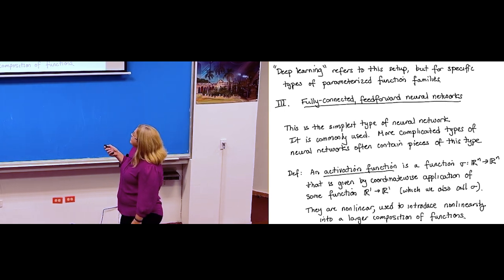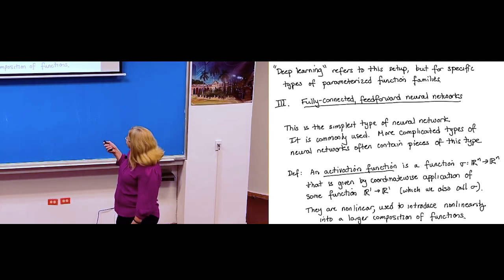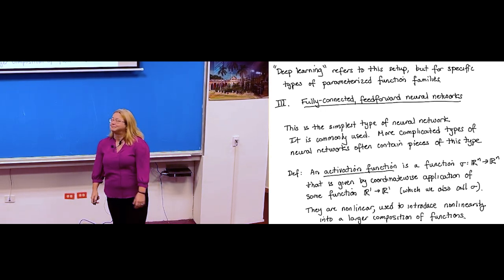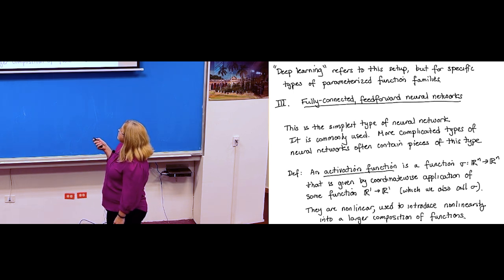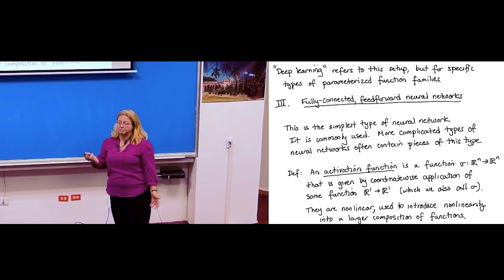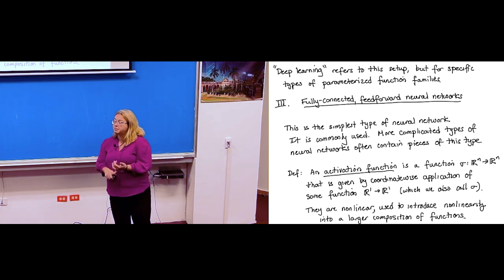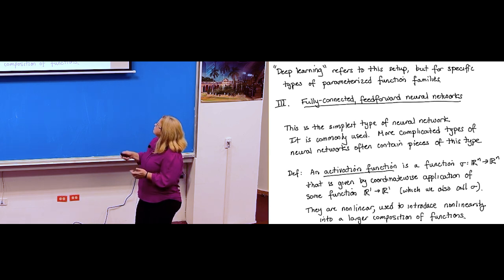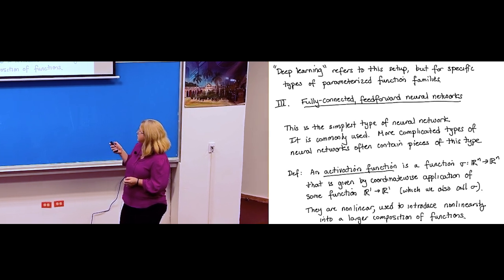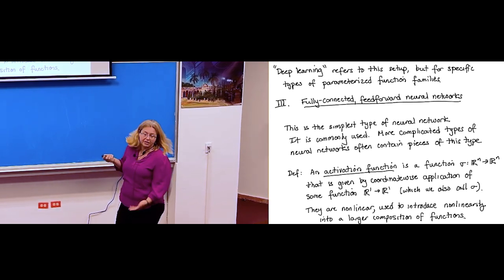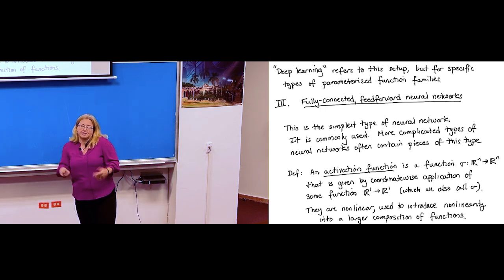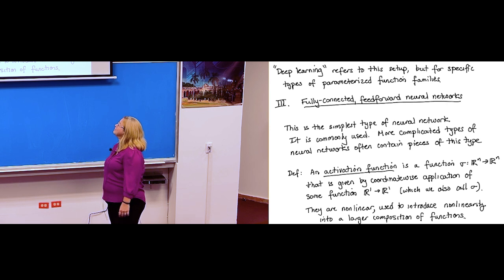All right, so now we are ready to define fully connected feed-forward neural networks, which is the class that I'm going to focus on. So this is basically the simplest type of neural network. It's commonly used. There are many different types of neural networks, but even the more complicated ones often contain pieces that are of this type. So if you want to understand the mathematical theory, I think this is the right place to start, with the mathematically simple functions.